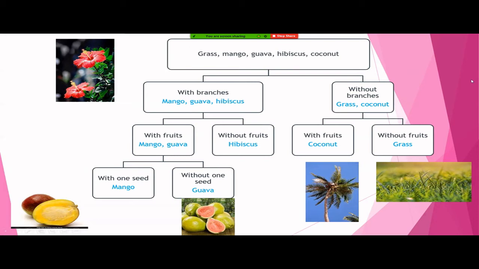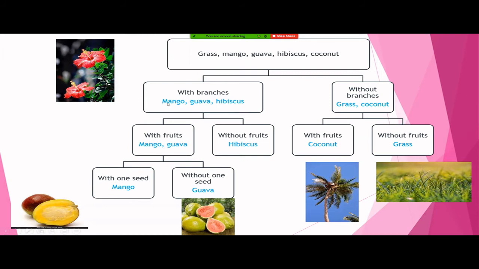So here without branches have two things. With branches we have mango, guava and hibiscus. So can we stop here? No, because each branch is having two and three. So we have to stop when it is having only one element in a branch, right?